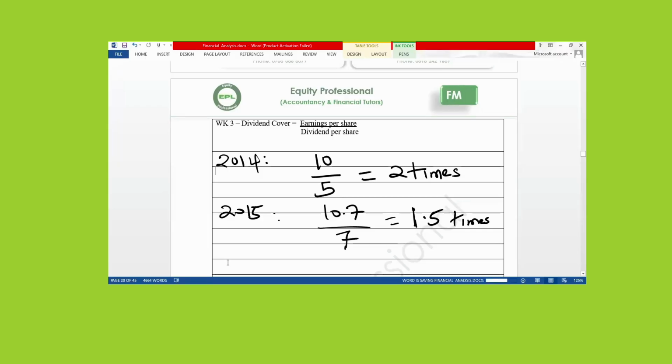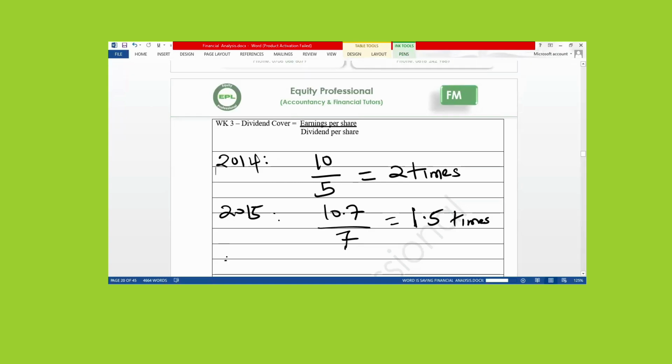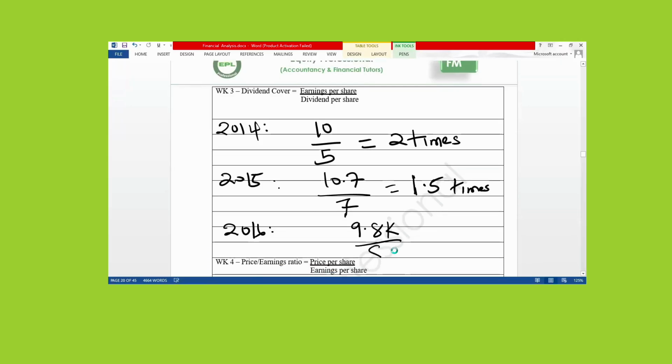Yes, correct. 2016. Earnings per share 9.8 kobo. Dividend per share 8 kobo. Please divide. 1.2 times.